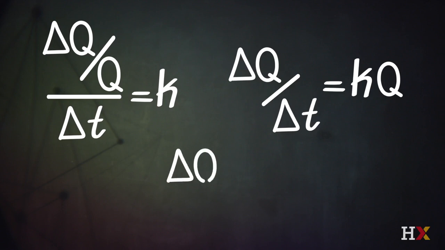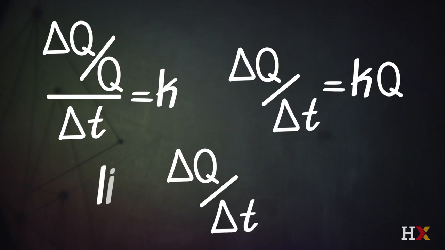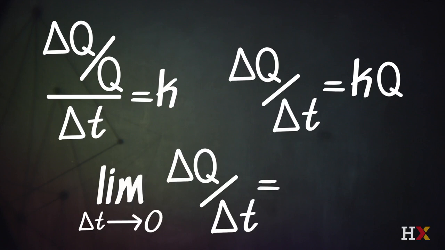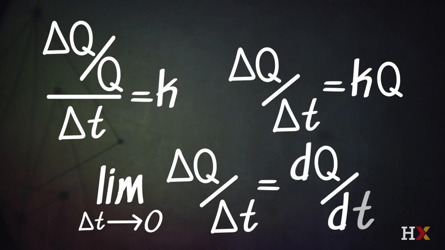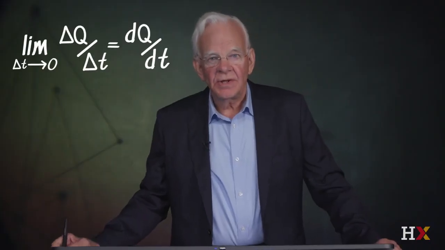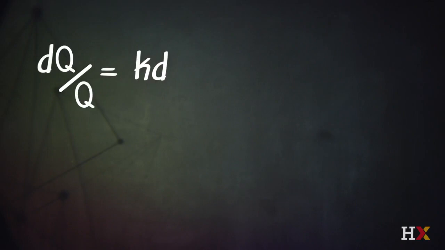First of all, we start by looking at delta Q over delta T in the limit of delta T going to 0. And that allows us to exchange the delta Q over delta T for the differential dQ/dt. And this is very important because it allows us to use calculus. So let's look at this expression. We have the fact that dQ over Q is equal to K times dt, by a rearrangement, and recognizing that we can apply calculus to the time interval just as we can to the interval in dQ.